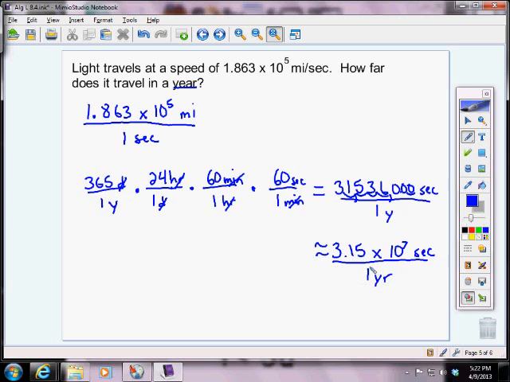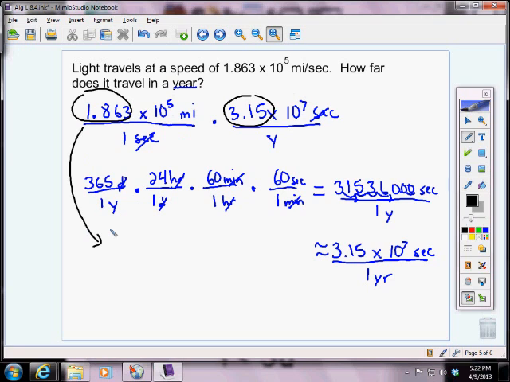Okay. So now I'm going to say, all right, this is how fast it's traveling in 1 second, and there are 3.15 times 10 to the 7th seconds in 1 year. If I multiply those together, that's going to tell me how far it travels in 1 year, how many miles in a year. So remember, just like the problem we did in another example, you can switch this up and multiply your decimal parts and then your exponent parts.